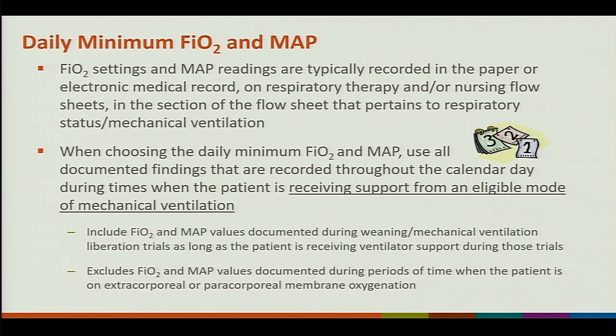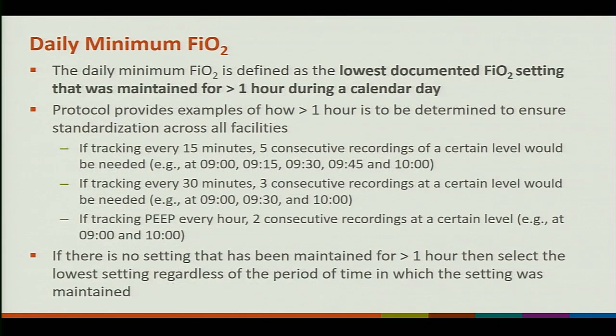So that would include if the patient's undergoing a weaning, as long as they are receiving support from the ventilator, you would use those values documented. And it would exclude FiO2 and MAP when the patient is on extracorporeal membrane oxygenation. So it's the only values you would be excluding.